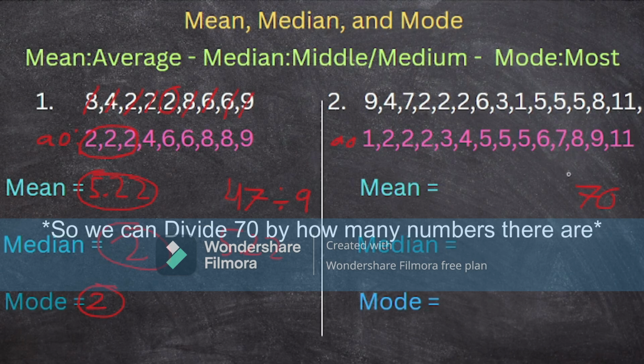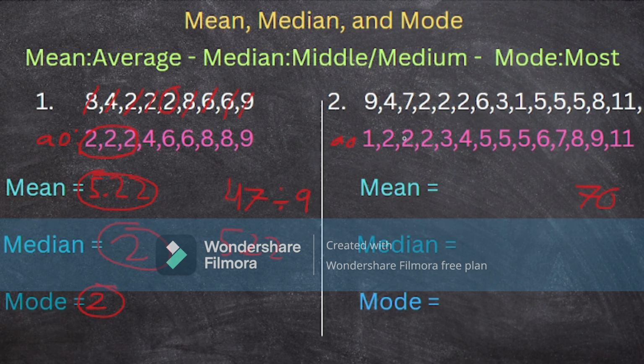So we can divide 70 by the count. 1, 2, 3, 4, 5, 6, 7, 8, 9, 10, 11, 12, 13, 14. So 14. 70 divided by 14. So our mean is 5.